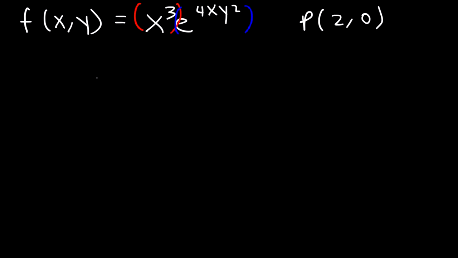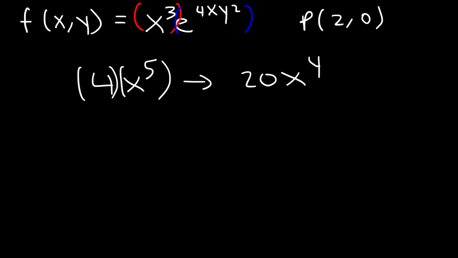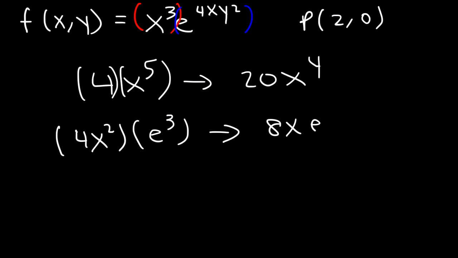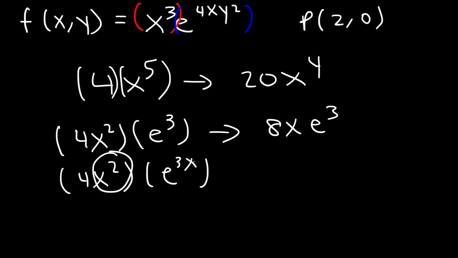So for example, let's say you have 4x to the fifth, a constant multiplied by a variable. You do not need to use the product rule here. This is simply going to be 20x to the fourth. Now let's say you have 4x squared times e to the third. Here you have a variable and a constant. You don't need to use the product rule. This is simply going to be 8x e to the third. However, if you have 4x squared times e to the 3x, you have a variable and a variable here, so you do need to use the product rule.